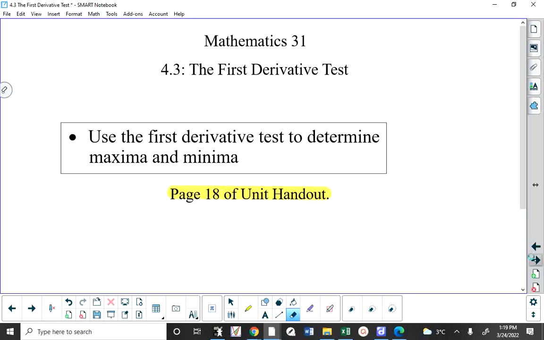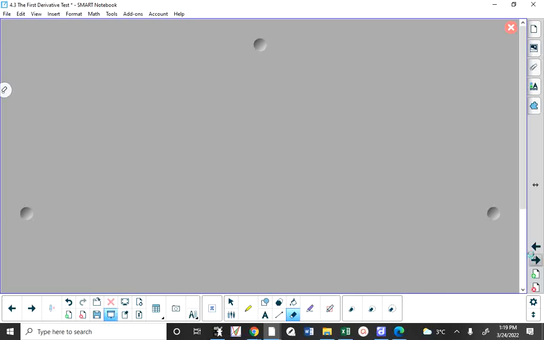In the lesson before yesterday, we learned how to determine where functions are increasing and where functions are decreasing. In yesterday's lesson, we learned how to find critical values of x and to explore the concept of local versus absolute max-mins. Well, we put these together to identify max-mins.